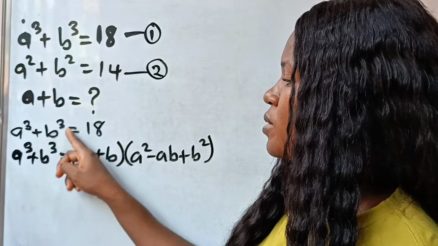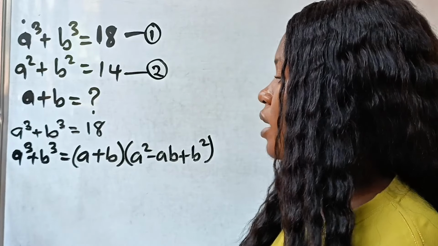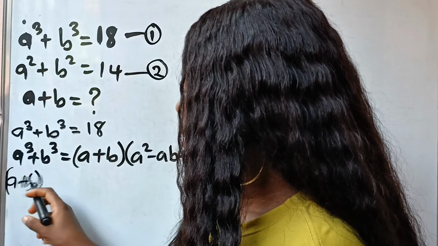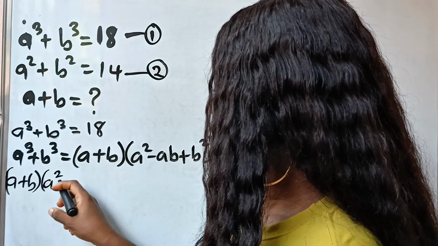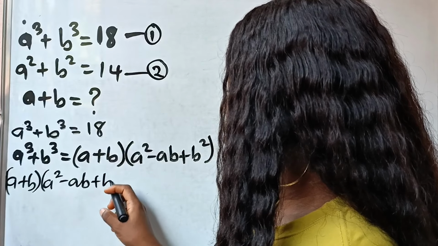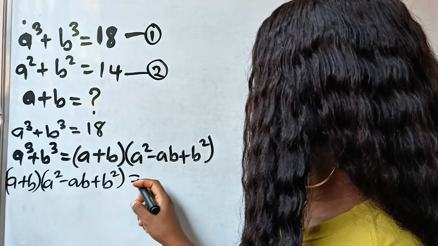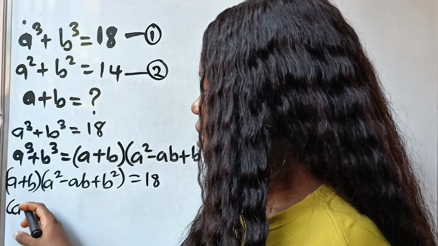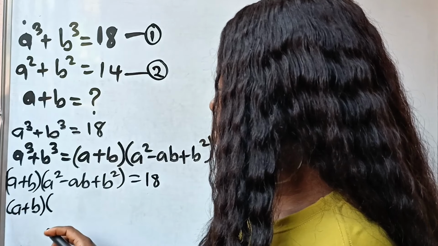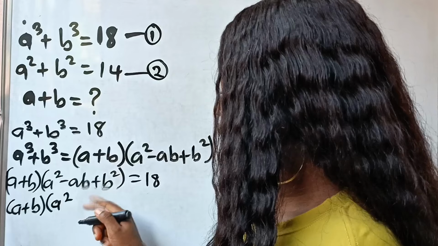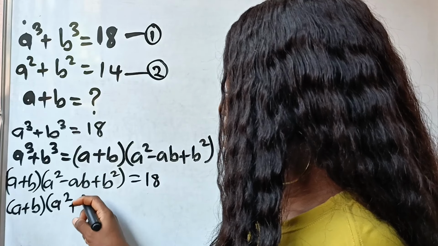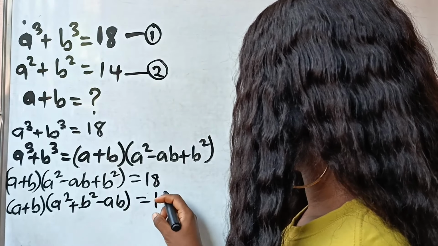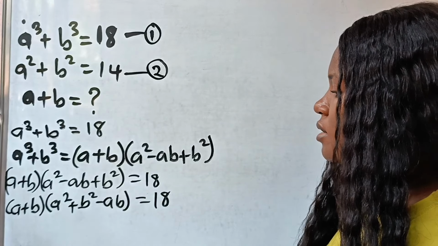Okay, so we're going to substitute this in place of this. So I can write this to be equal to a plus b, bracket a squared minus ab plus b squared, equals 18. Then I can write this as a plus b multiplied by a squared plus b squared minus ab, is equal to 18.